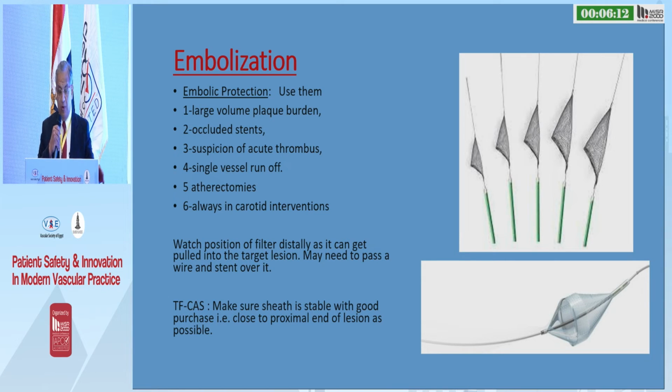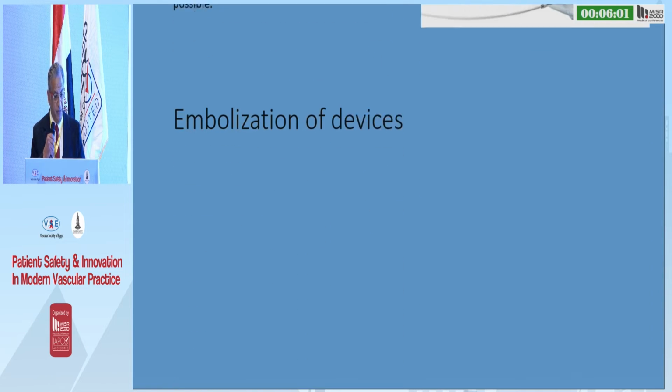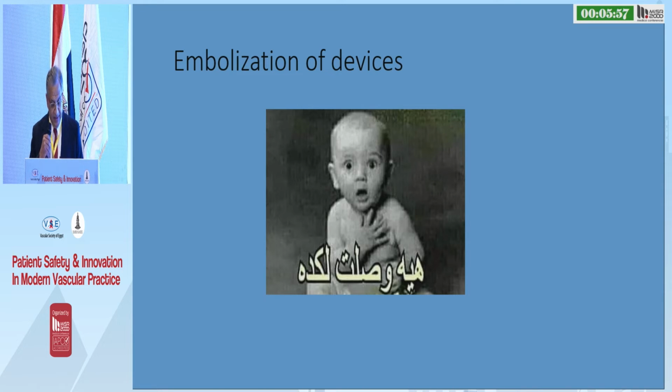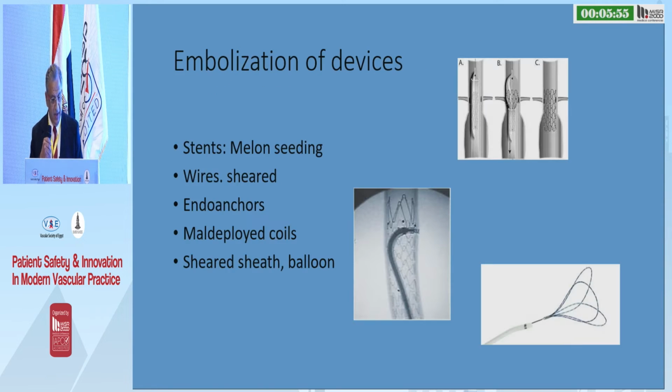In a transcarotid artery stenting, make sure that the sheath is stable with good purchase, because the worst scenario is the sheath pulls out with the filter deployed through a lesion or through a deployed stent. Embolization of devices. Can this happen? Yes. Rare, it's becoming more rare than ever with the newer devices.